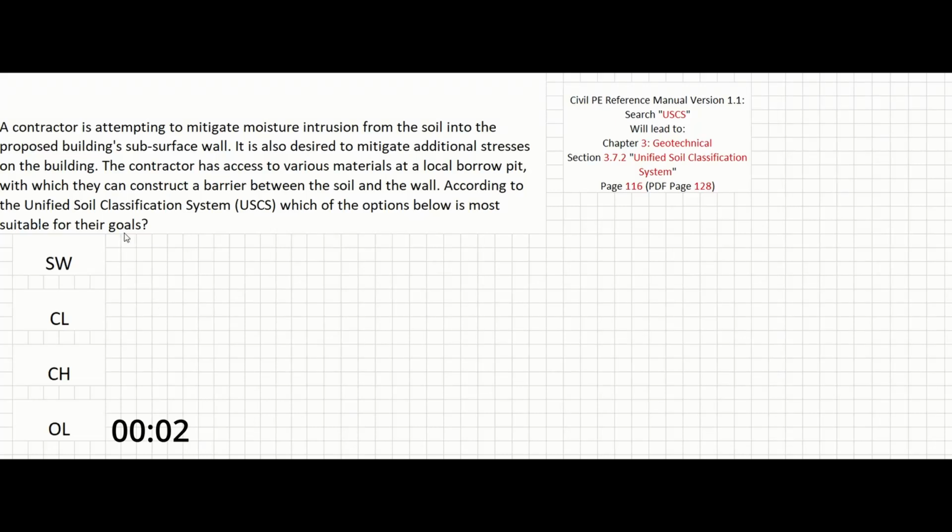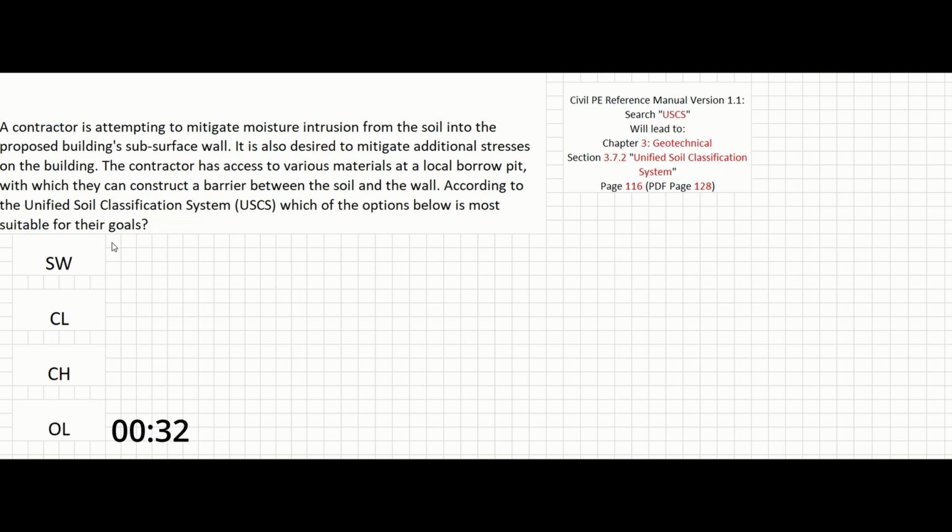A contractor is attempting to mitigate moisture intrusion from the soil into the proposed building's subsurface wall. It is also desired to mitigate additional stresses on the building. The contractor has access to various materials at a local borrow pit, with which they can construct a barrier between the soil and the wall. According to the Unified Soil Classification System, which of the following options below is most suitable for their goals?